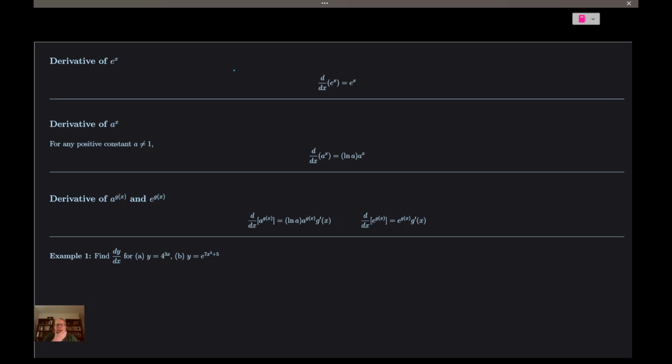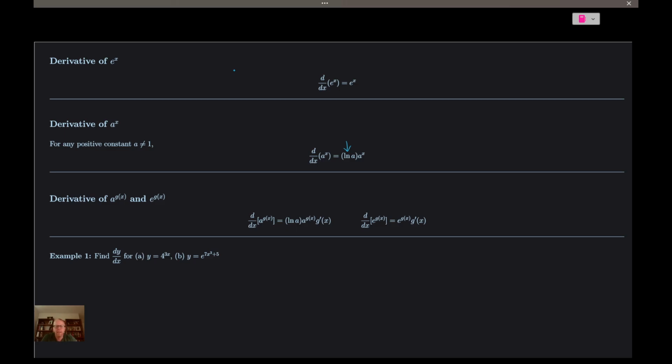Now, if you change the base, so if a is any base besides 1, which is not really exponential at that point, the derivative of a to the x is a to the x, but now we've got to multiply by ln of a, and that is always ln, so we can't use log. It has to be ln.